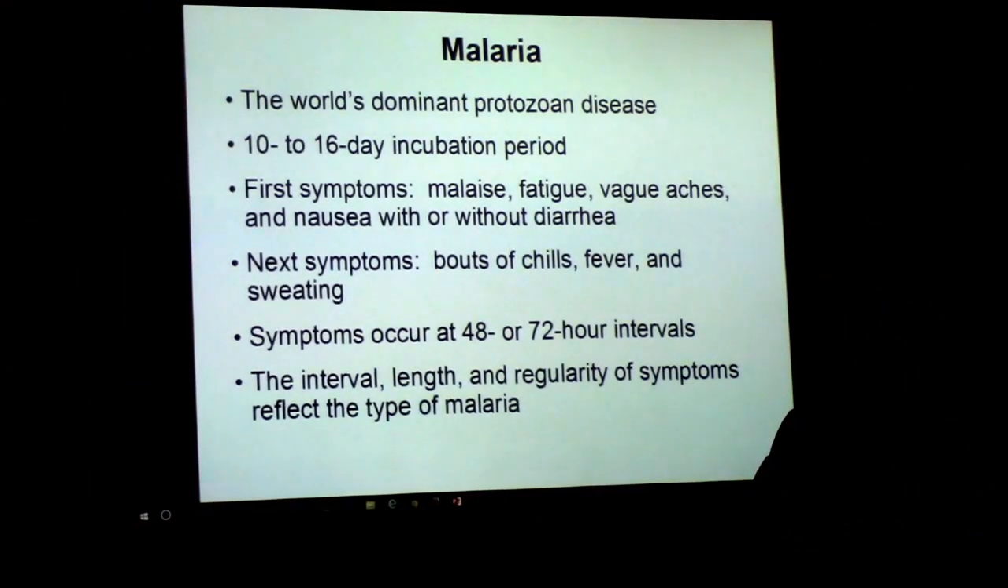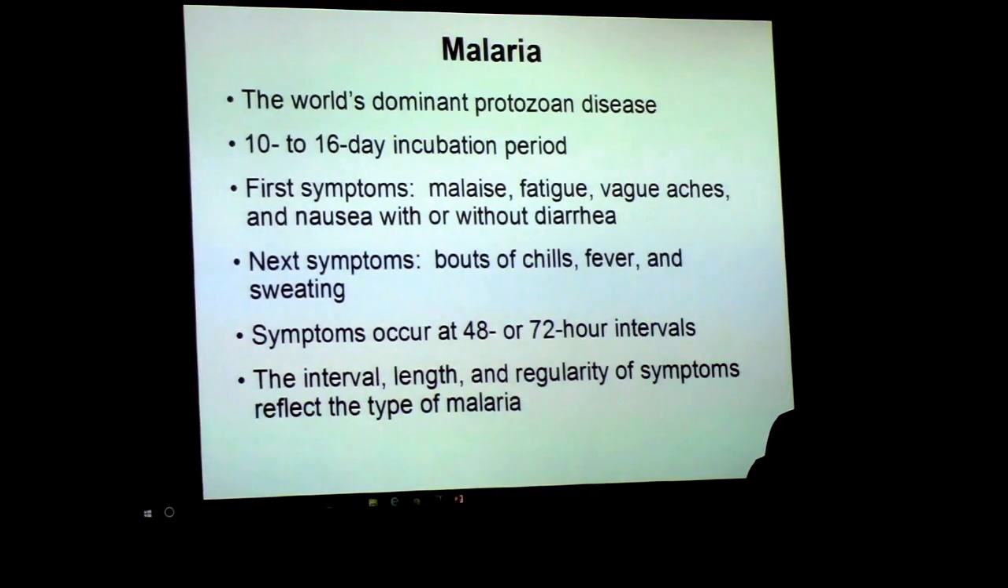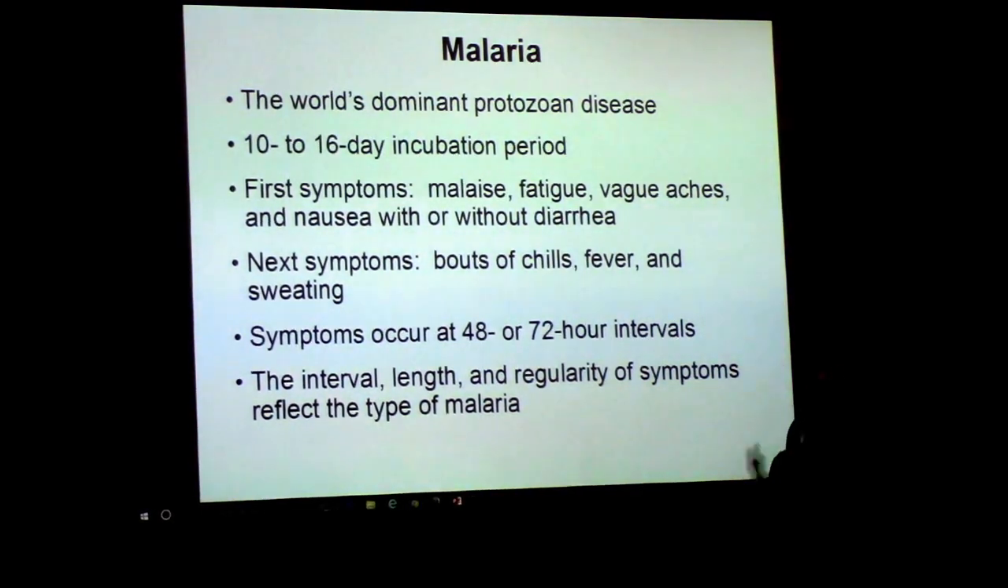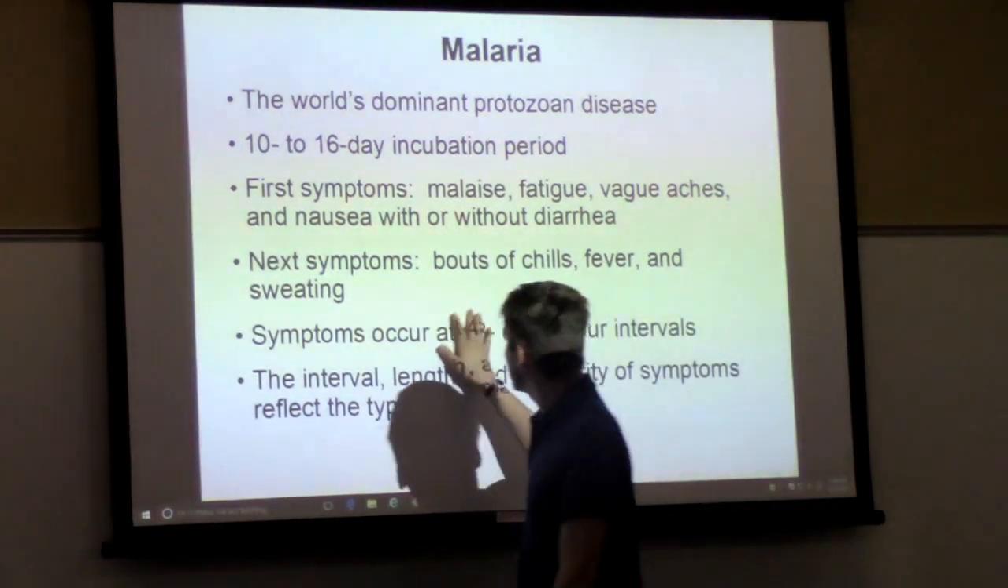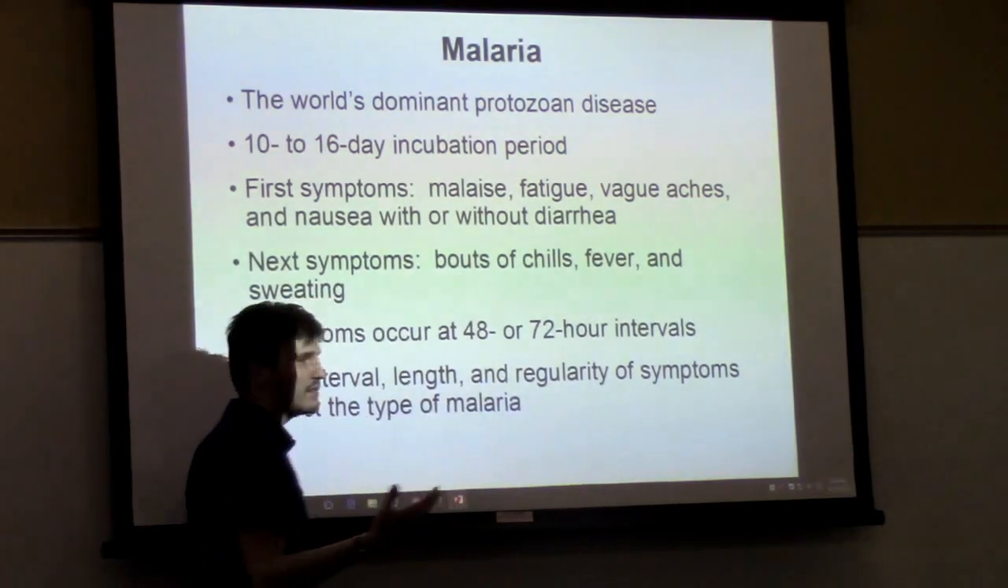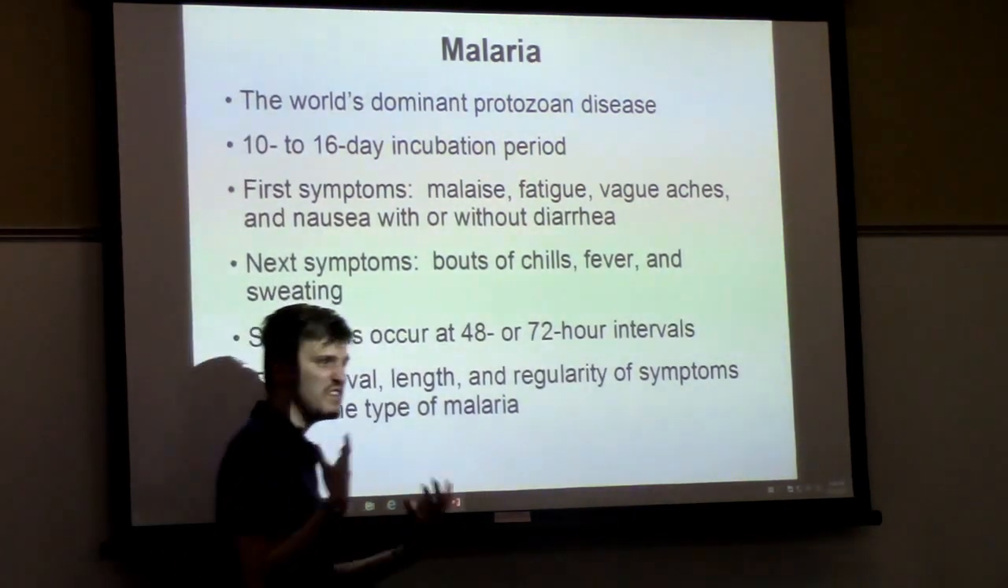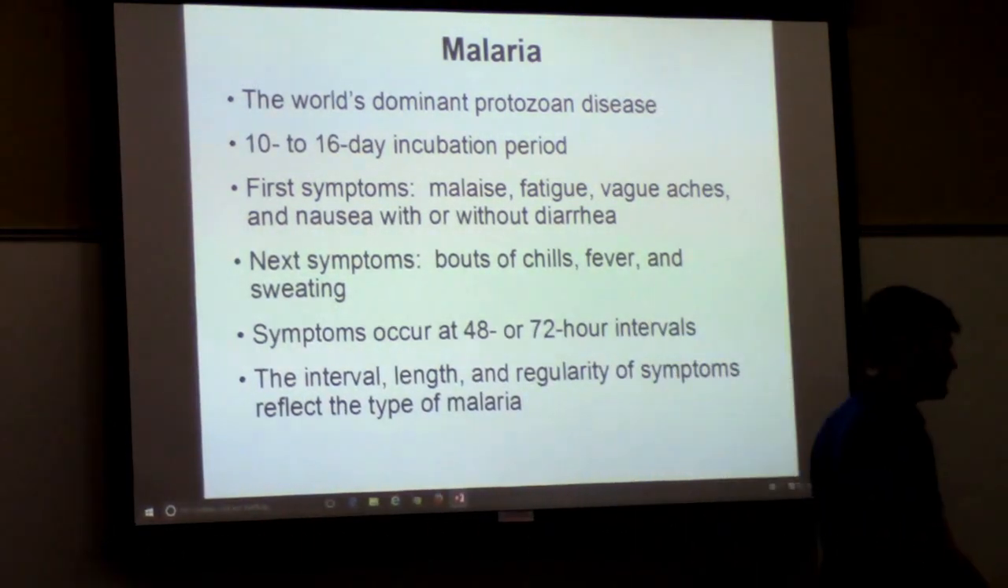So you feel fine, and then they come back, 48 hours or 72 hours, then you feel fine, and then they come back. And this happens over and over. Now, generally speaking, the shorter the interval, the more serious the infection is, because you have a more virulent version of the organism.